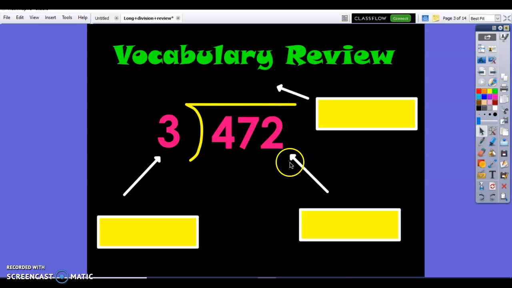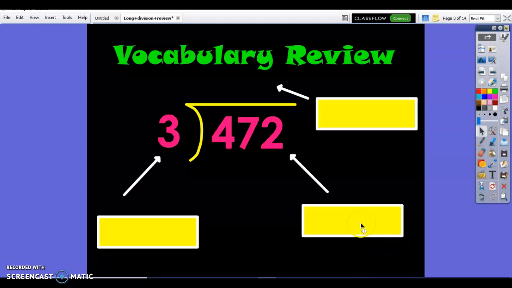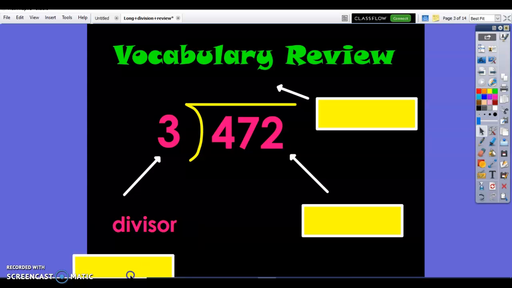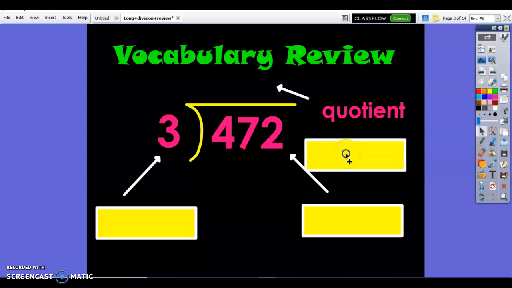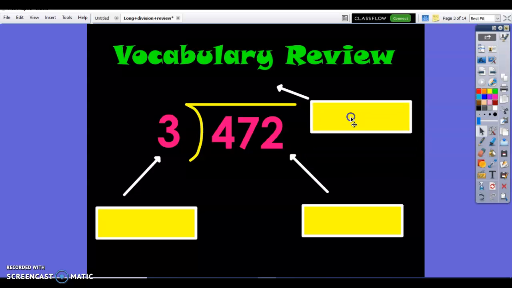Vocabulary review. Remember, the number inside the house is the main number. It's your total. It is called the dividend. The number on the outside that is dividing the dividend is called the divisor. The number that is your answer after you've divided the dividend by the divisor is the quotient. Those are key vocabulary words. Remember those words.